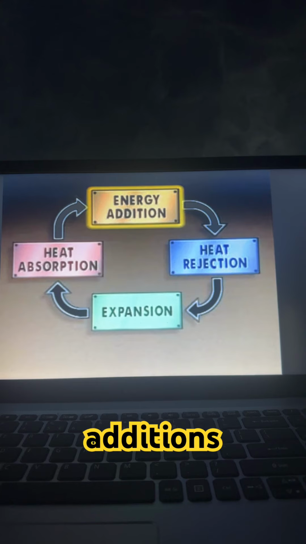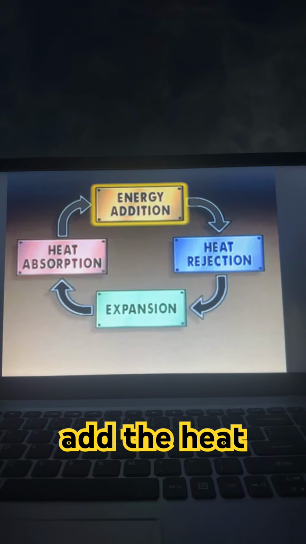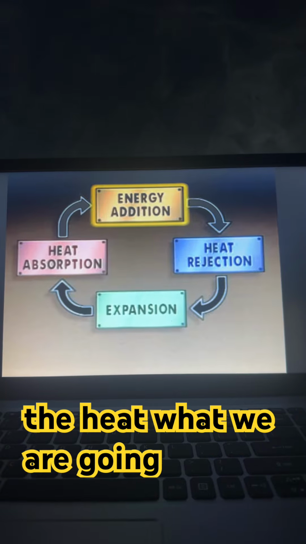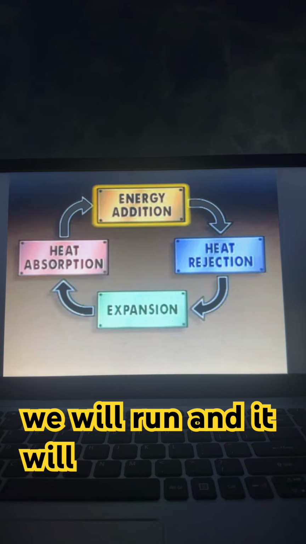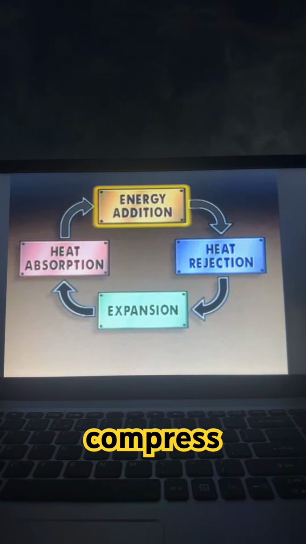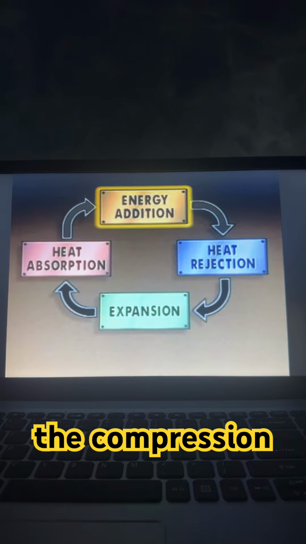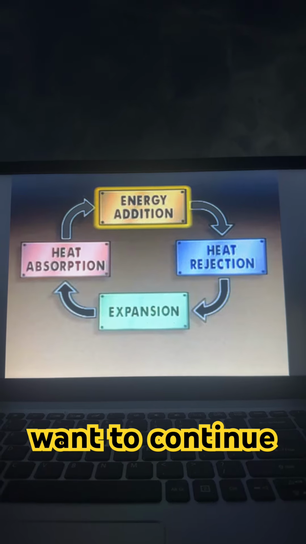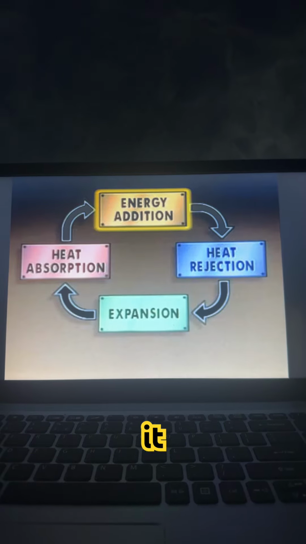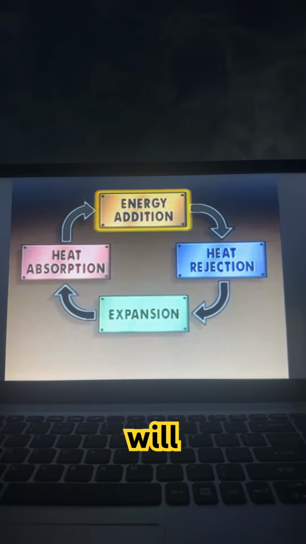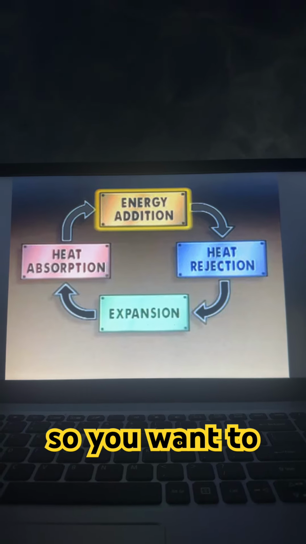In the energy addition, the refrigerant has become vapor and we want to add energy. To do that we use the compressor. The compressor runs and compresses the vapor, adding energy in the compression. Because we want the refrigerant to keep flowing, we compress it and pressurize it highly, so it will flow fast, otherwise it will be sluggish operation. So we want to increase the pressure.